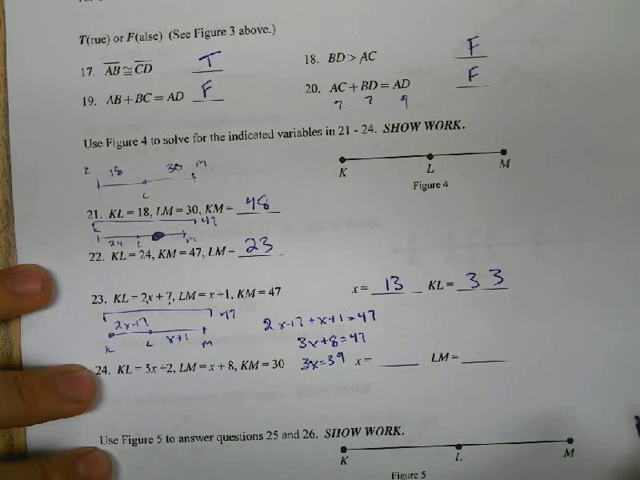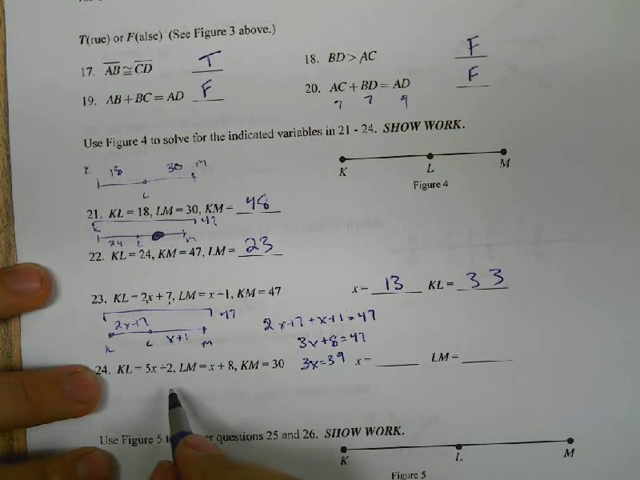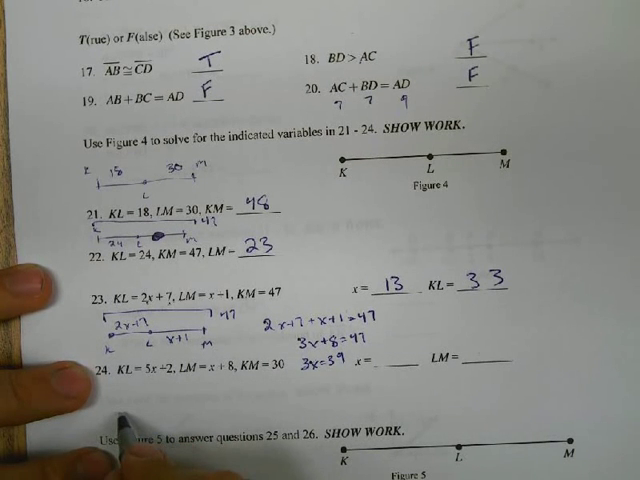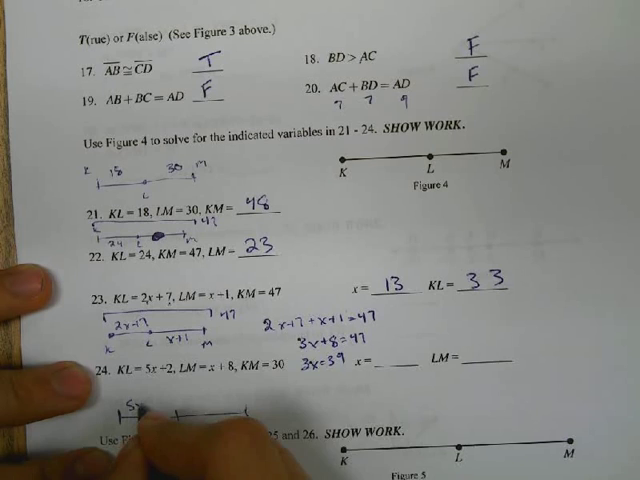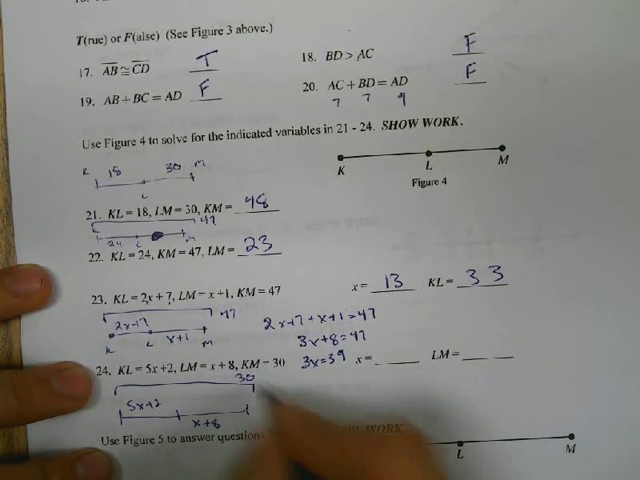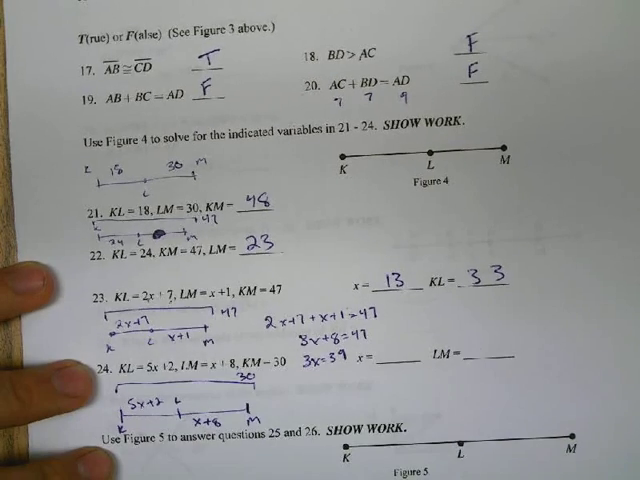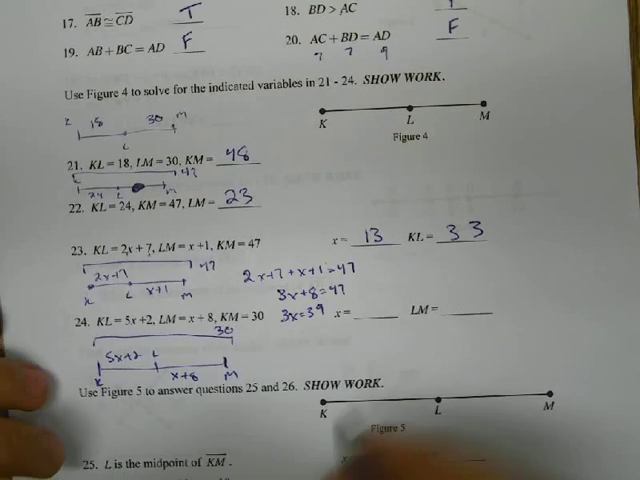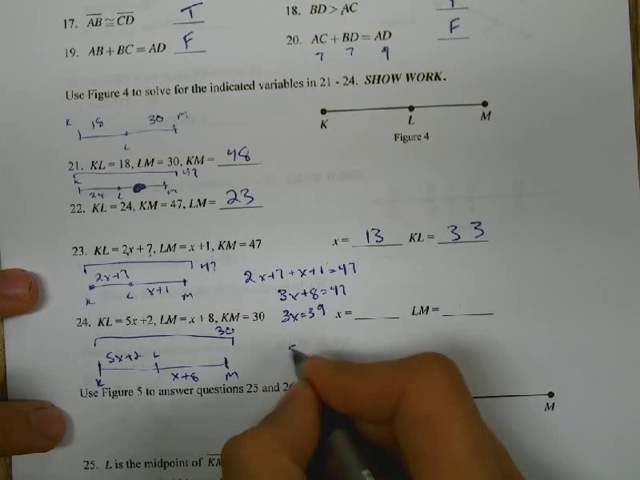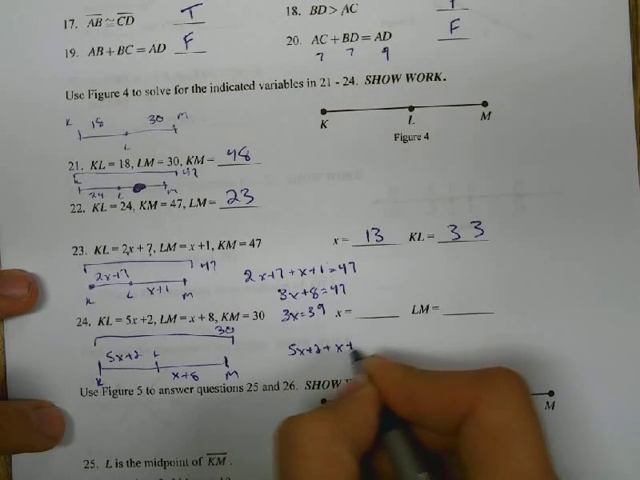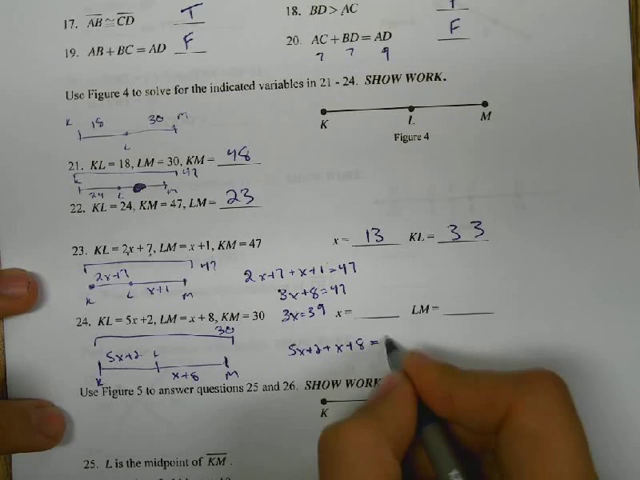Alright. So from here, going down to this next one. So I have KL and LM, again labeled, and then it gives me KM as 30. So doing my very best here to get a picture every time I can. The more pictures you have, the easier your life will become. So I've got 5x plus 2 plus x plus 8. Again, my two segments added together are going to be 30.